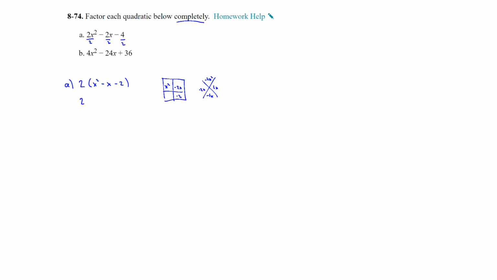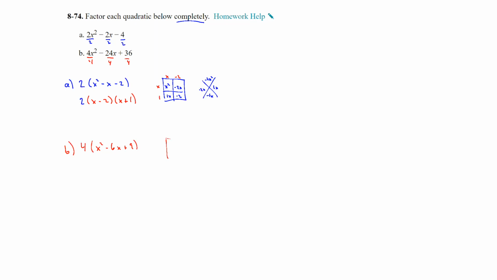So we can put those in the correct spots, and then we know that x times x gives us x squared, x times negative 2 gives you negative 2x, and then x times 1 gives you 1x. So it looks like we will have 2 times (x minus 2) times (x plus 1). And on part B, once again, we have a common factor of 4. So we'll factor the 4 out. And that'll leave us with x squared minus 6x plus 9.